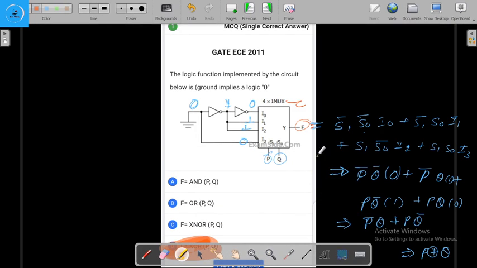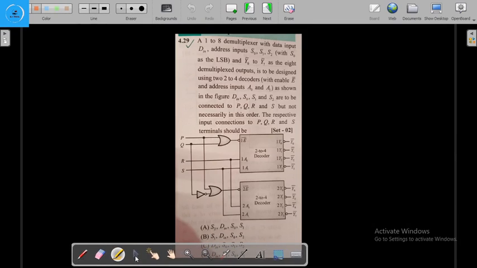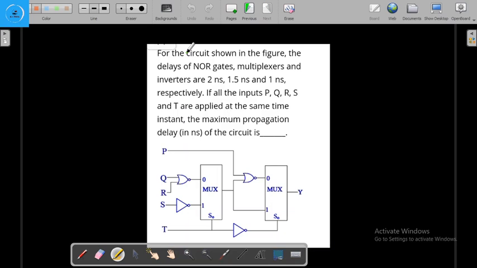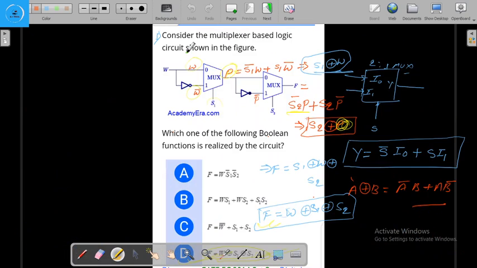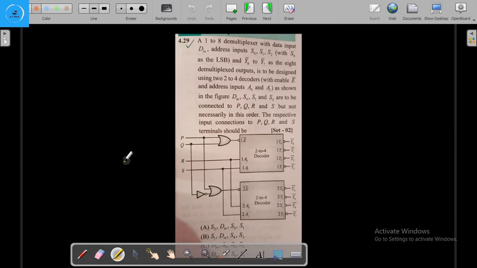So let's move to our next question of the day. I think this is our fourth question. We have completed 1, 2, 3. This is our fourth question. Now this is a very good question asked in the previous GATE.